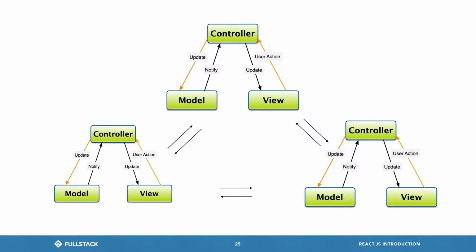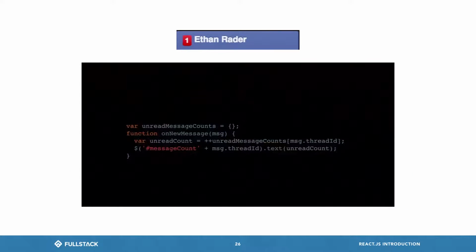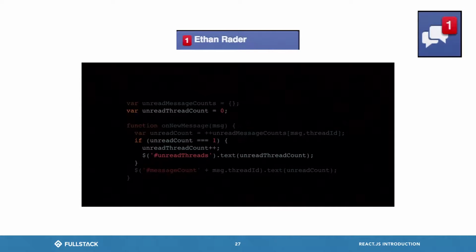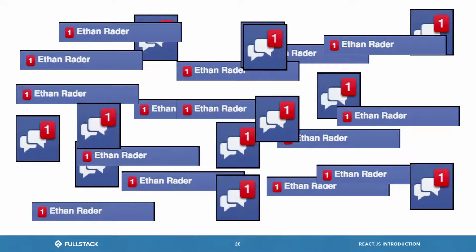So yeah, we see it keeps growing. Here we have a var unread message counts function on new message. We're going to do something when there's a new message. And we have this little box here which has the 1 on it. But that 1 actually could appear in lots and lots of places on the page. I mean, this is an exaggeration. It doesn't appear in this many places on any page.